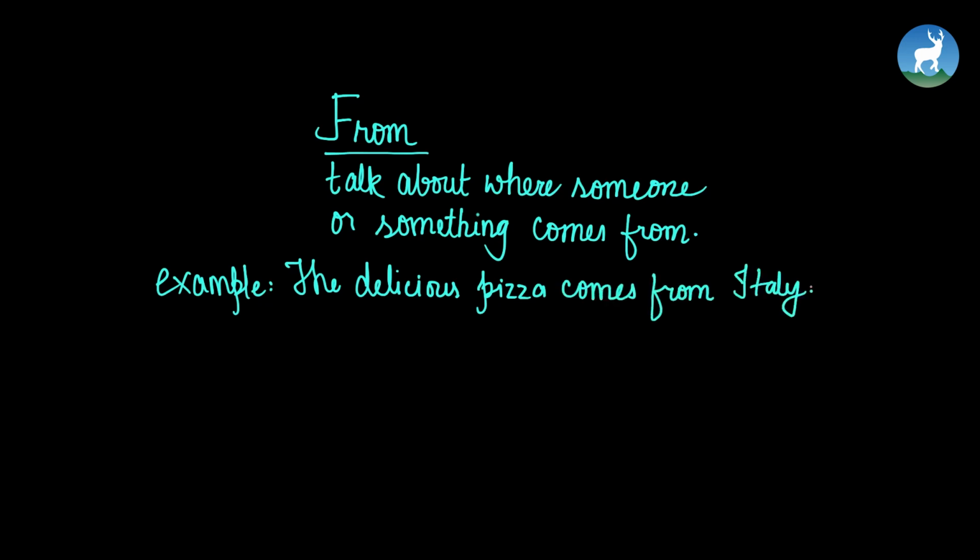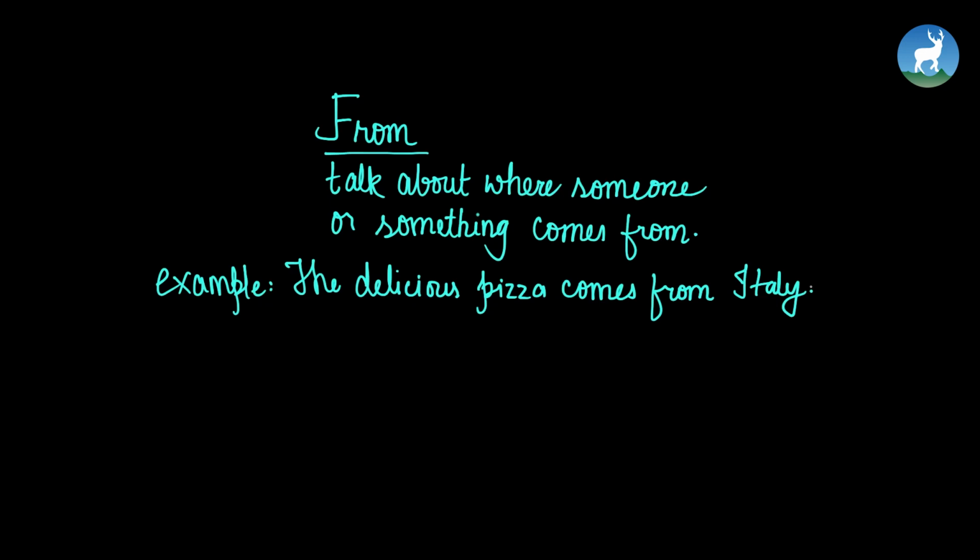So in the previous sentence, when we had to talk about something or someone being inside or within a place, we used in. And now we are using from to describe where someone or something comes from. So the sentence is revealing that the delicious pizza comes from Italy.